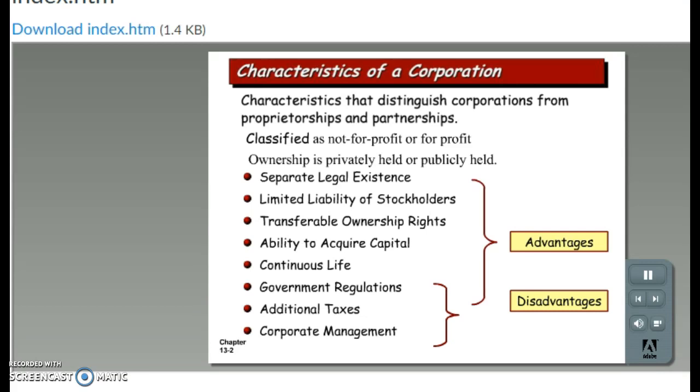These government regulations can also be considered a disadvantage. Another disadvantage associated with the corporate form of business is additional taxes, where not only the corporation pays income taxes, but the owners, the shareholders, pay taxes on dividends received by the corporation. Finally, owners are not able to participate in the business because of corporate management.